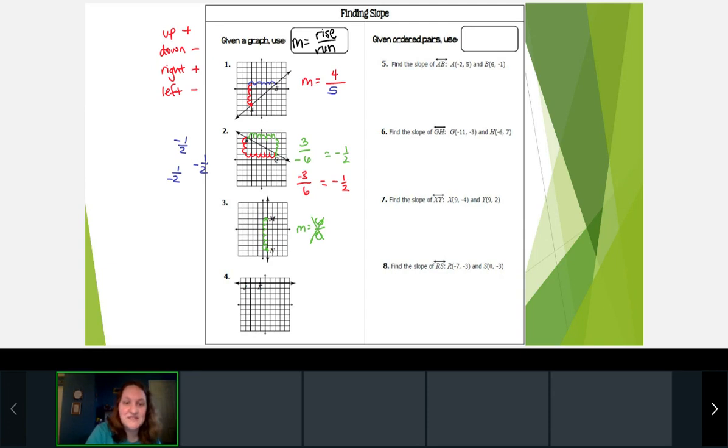So the slope for this line is undefined. Anytime you get a 0 in the denominator, you're going to have an undefined answer. It's not 0, it's undefined.